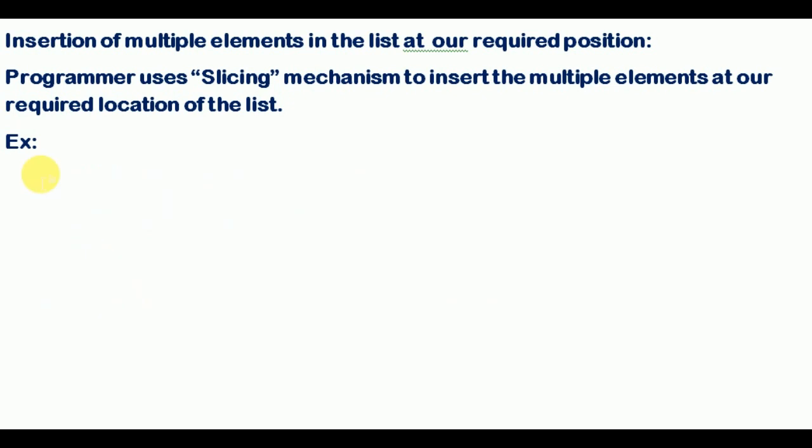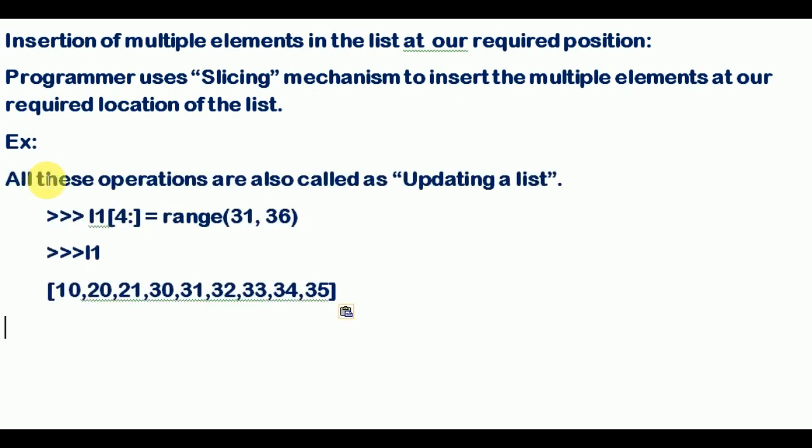So as we take a second example, all these operations are also called as updating a list. Here we update a given existing list. So in this example we have one list. So inside the list we have the starting value, starting index number, from where we have to change or add the given range of elements inside the existing list, and the last element's range is not given, so this would be the last range.